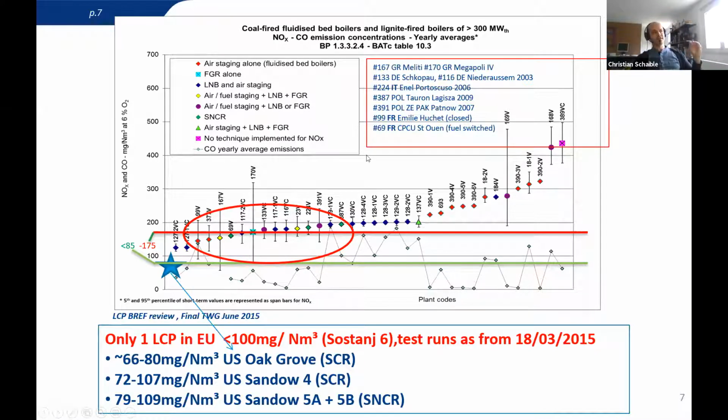But France protected this plant, Émile Huchet. In the meantime, it's closed. It's number 99. Where is it? It's somewhere here. Okay. They said we cannot get down to 120. It's too difficult for them. And in the meantime, it closed. Okay, we have another one, in Saint-Ouen, I think in Paris, which also made a fuel switch in the meantime. So this is the terrible reason why we got 175. We should have gone to 120 max, but this is politics, you know? So this is the reason why we got cut there.